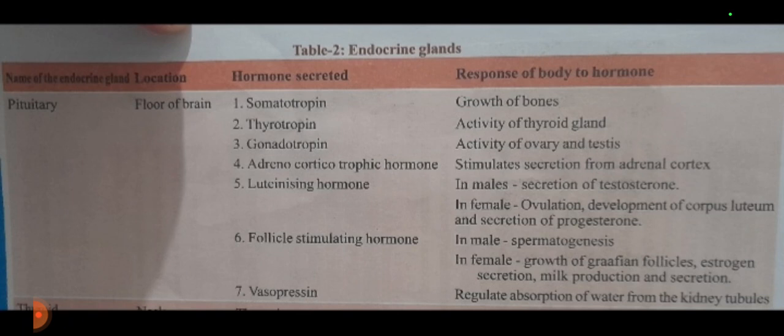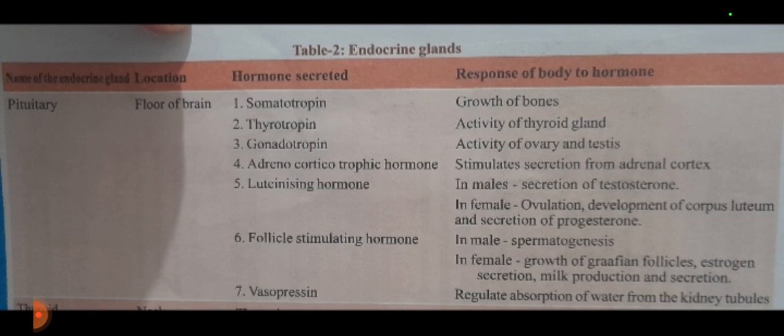The fifth is luteinizing hormone. It is released the same in males and females, but the response of our body is different. In males, when it is released, secretion of testosterone takes place. In females, ovulation, development of corpus luteum, and secretion of progesterone take place.